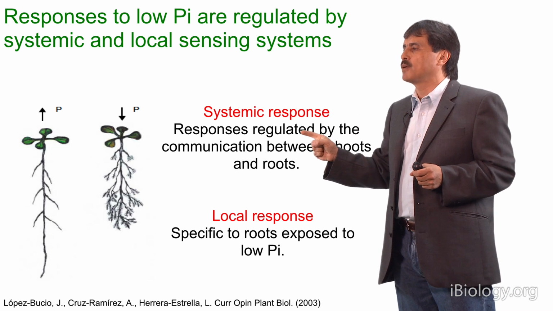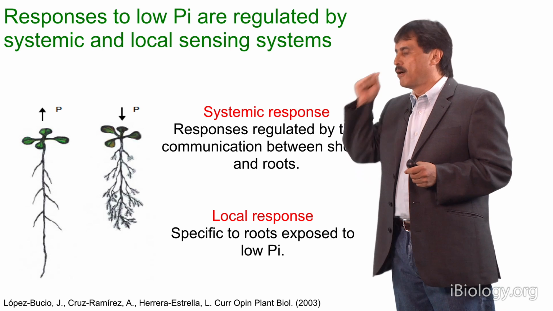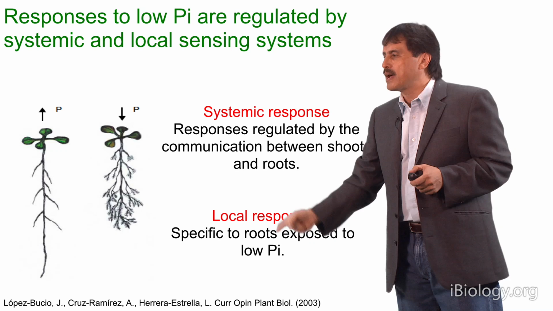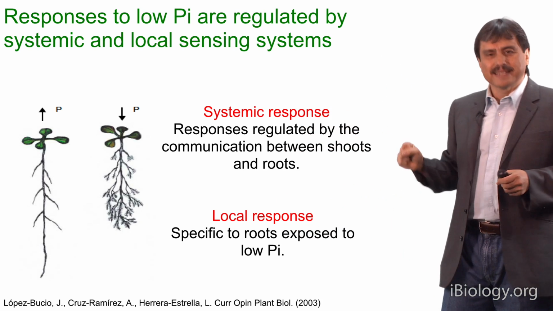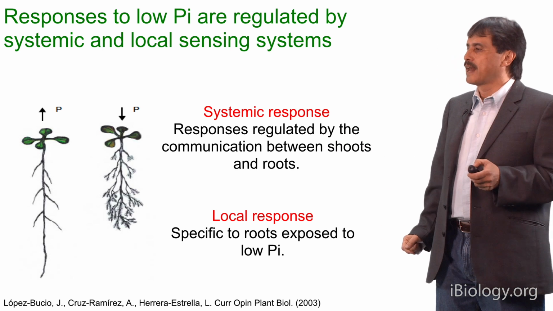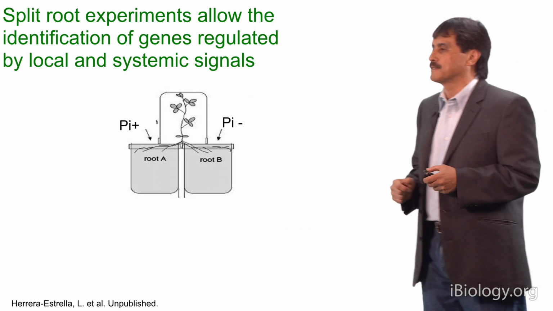The systemic response is mainly regulated by PHR1, that is the central regulator of transcriptional activation to low phosphate. And the local response is still sort of mysterious because we don't know exactly how phosphate is sensed in a local manner and how this activates very important developmental processes.